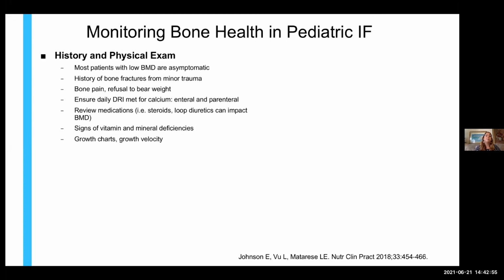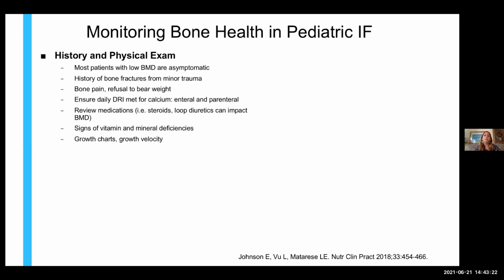If there's a history of any bone fractures from minor trauma, it's going to make you very suspicious that their bones are fragile. If there's bone pain or refusal to bear weight, you do want to image these children. You want to work closely with a dietitian, making sure that their children are meeting the DRI for calcium, both through enteral and parenteral nutrition. Again, I often find that through enteral and oral nutrition, it's much harder. We often do need to supplement these children because they're not getting enough, either from formula or from the diet.